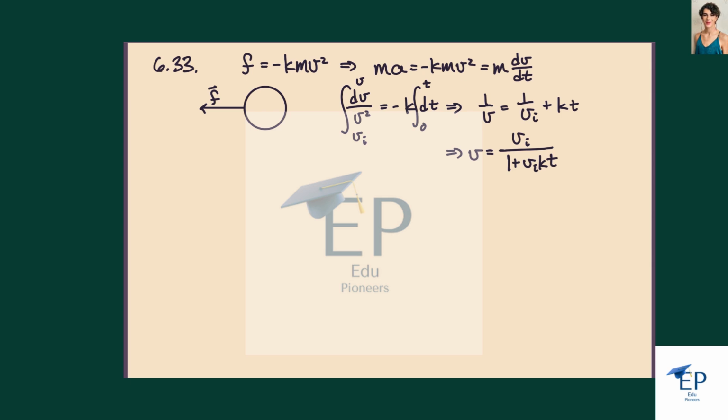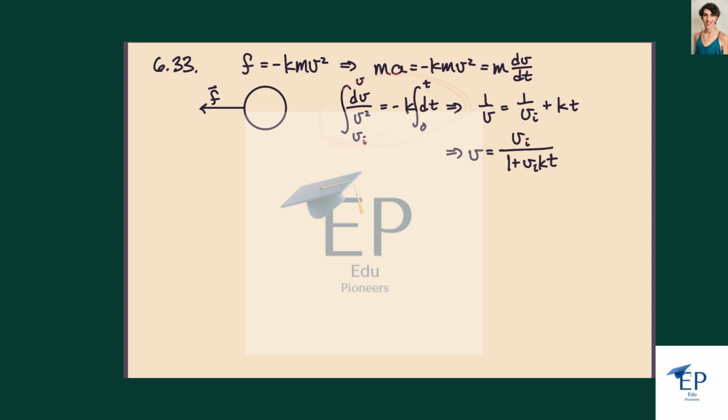So we wind up with the integral of 1 over v squared dv from the initial velocity vi to the final velocity, or to the velocity that they are at some time t. And we'll call t equals 0 when they have velocity vi. So then we get minus k, which is constant, times the integral of dt.